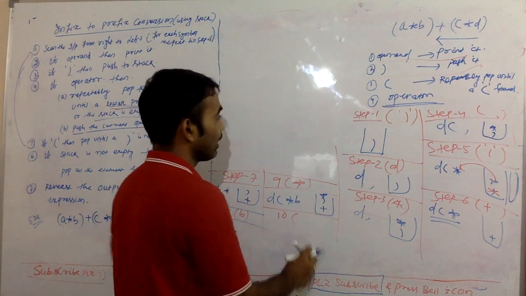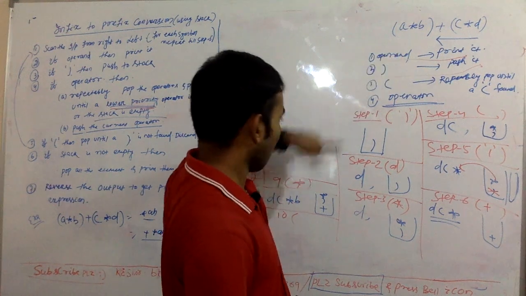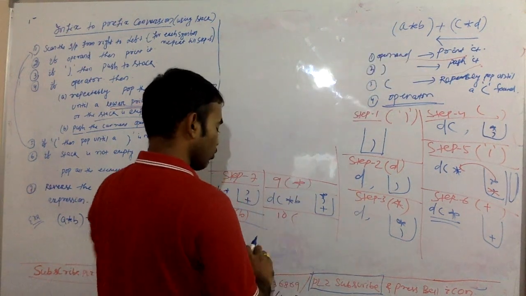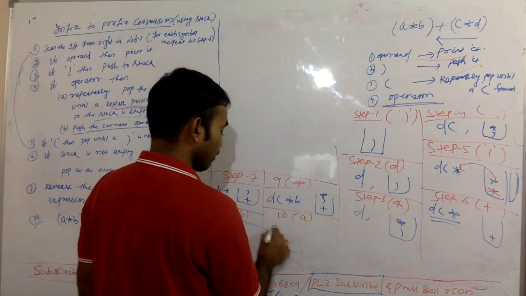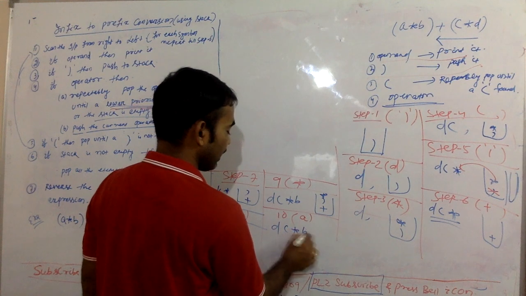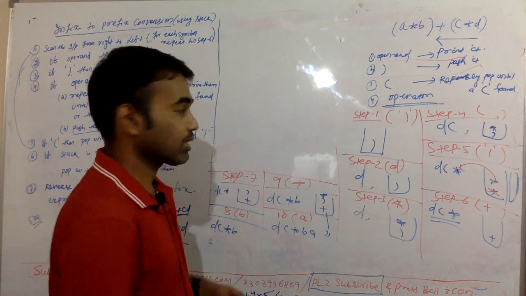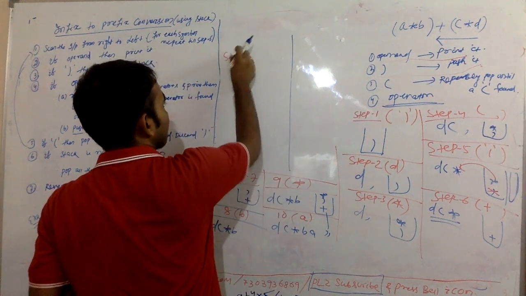In the 10th step, I am encountering a symbol A, right? So after the star, I am encountering the symbol A. So what will happen? It will simply print it, right? DC star B A, right? Stack is as it is. Okay. So now I will go for step 11.